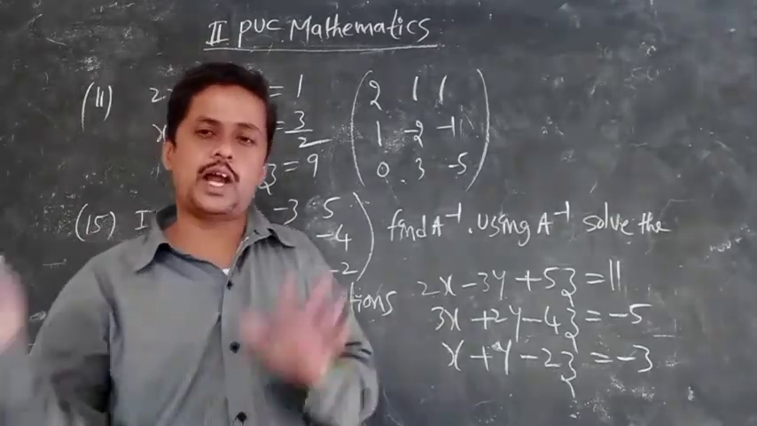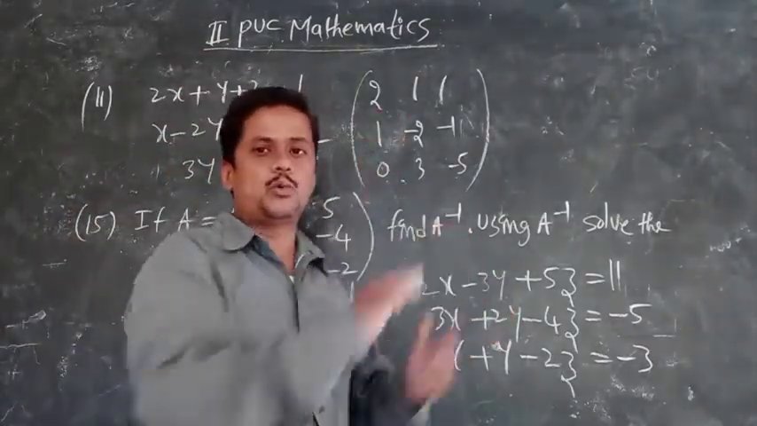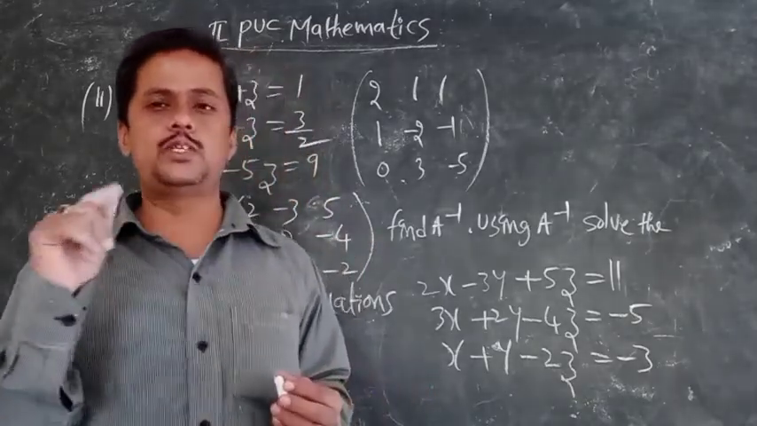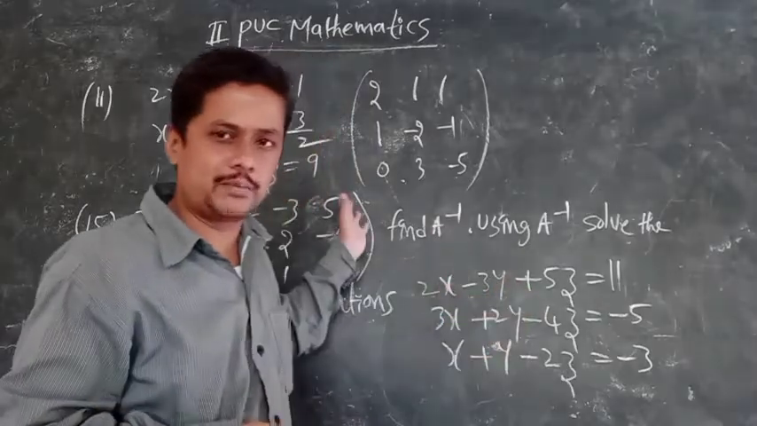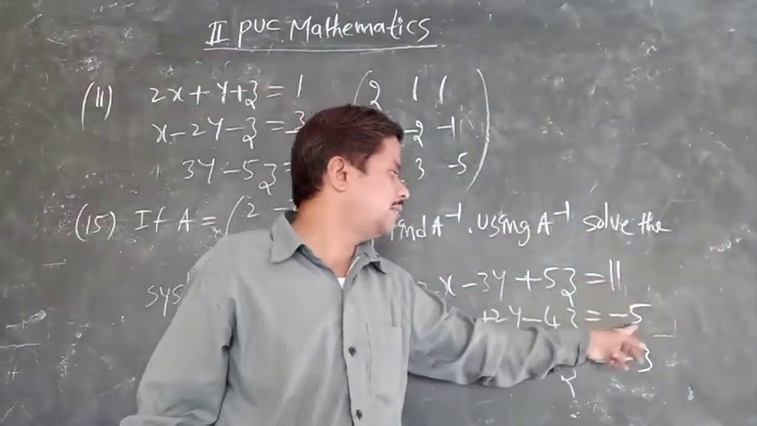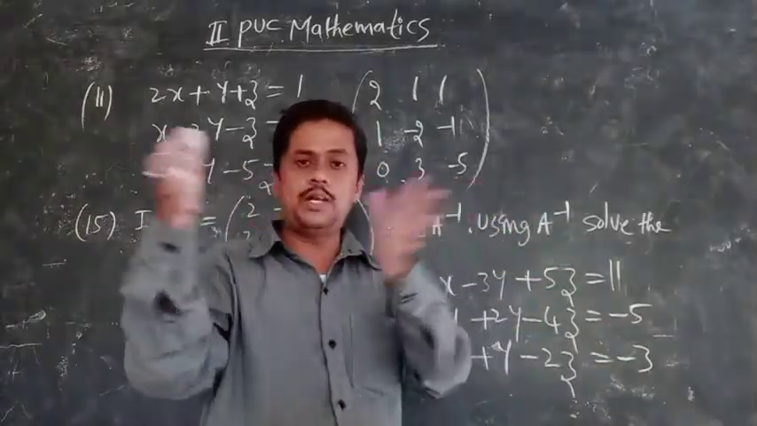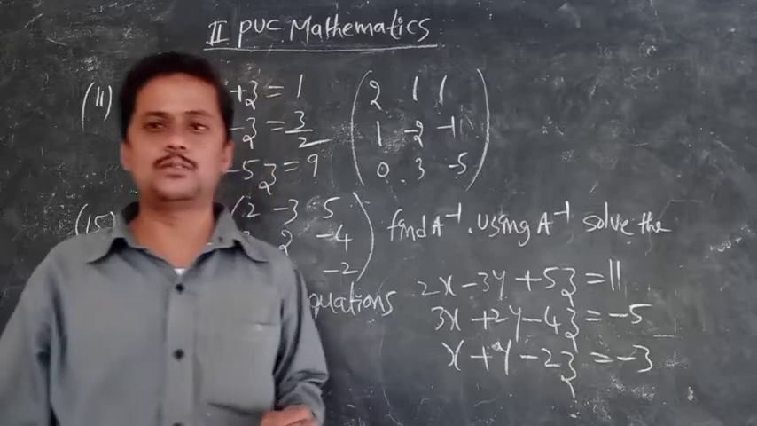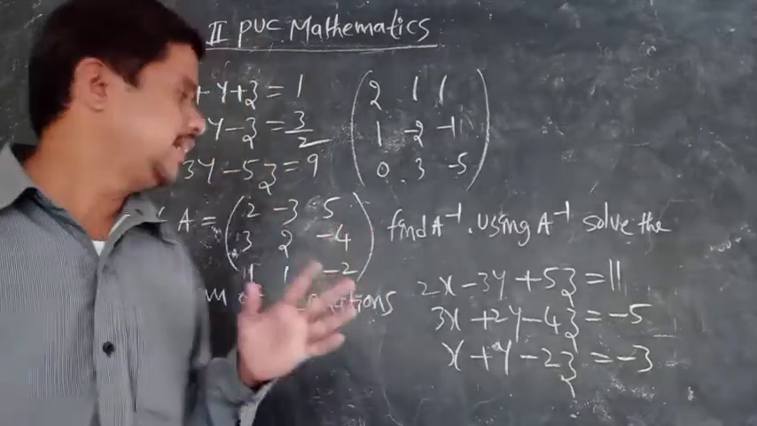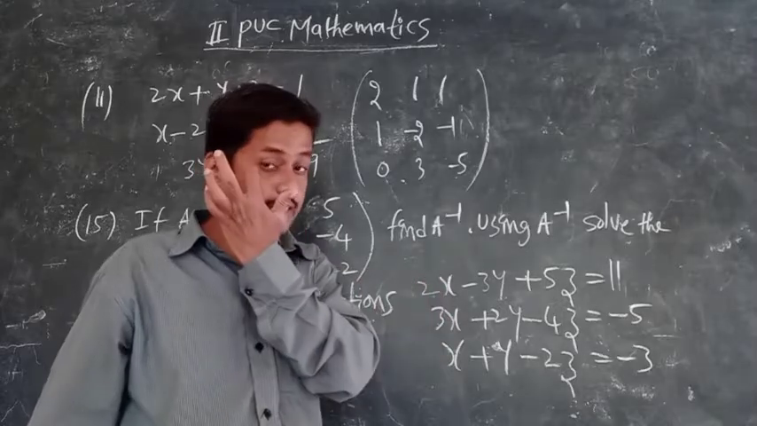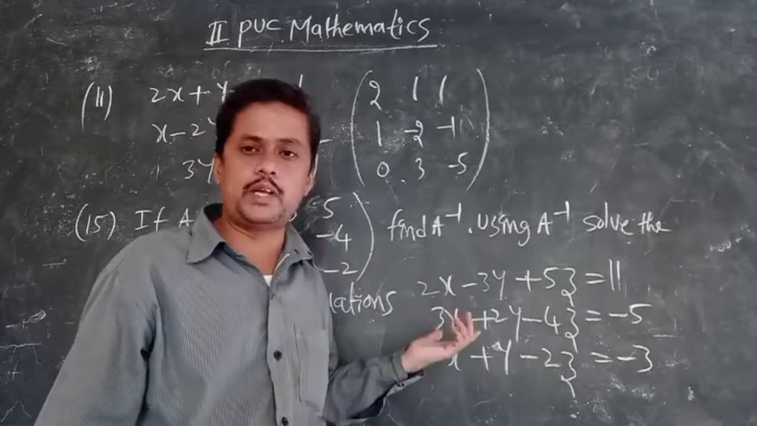Next, follow the same procedure as above. Did I not say above, AX is equal to B, X is equal to A inverse B? You have calculated A inverse, so substitute A inverse into B. B is what, sir? 11, minus 5, minus 3. Multiply everything and you will get the answer x, y, z. Okay? That's all. Don't think this is separate. See, both are the same. Understood? If they give a problem like this in an example too, don't feel difficult.